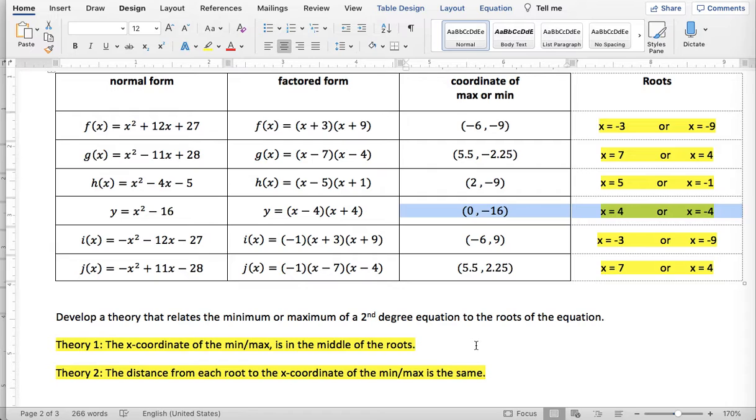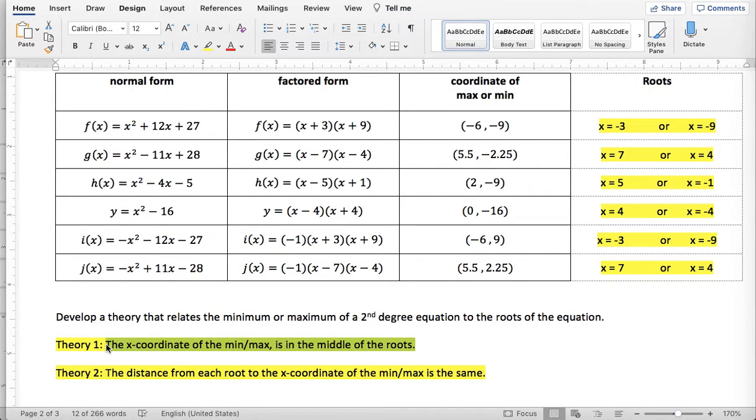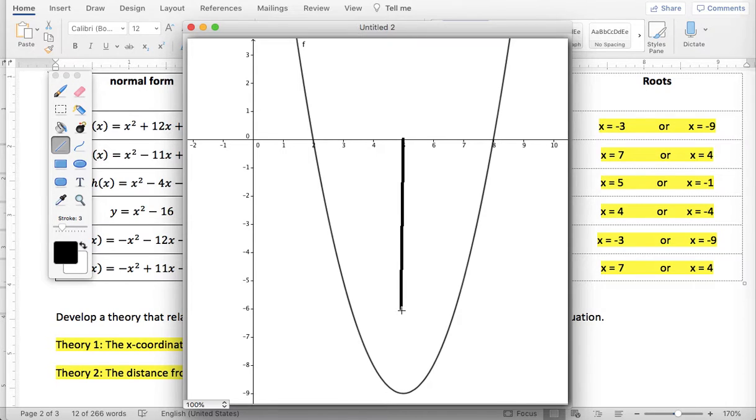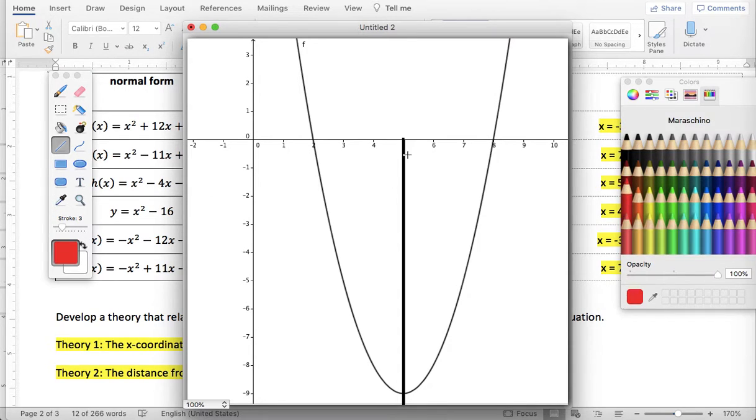So another way we can say this is that the x coordinate for the minimum or maximum is in the middle of our two roots. This works because a parabola has a line of symmetry right at the vertex. If we were to cut right down the middle through our vertex, you'll notice that the left side of this graph and the right side of this graph look the same. So this red line cuts the graph in half, and the left side of this red line and the right side look the same.